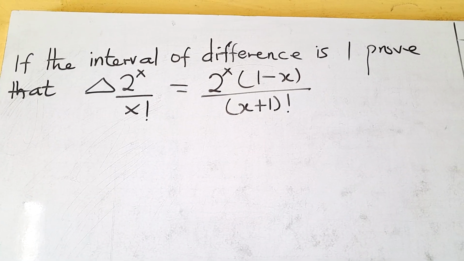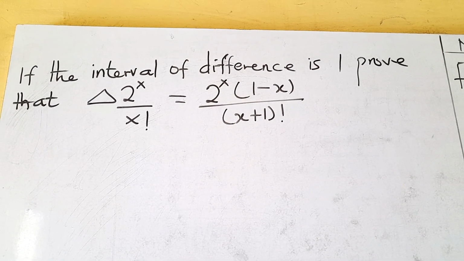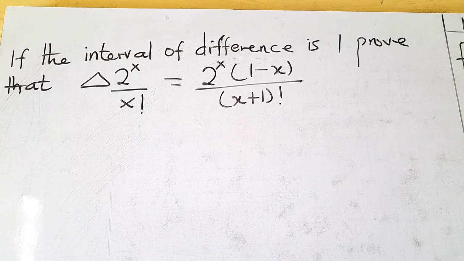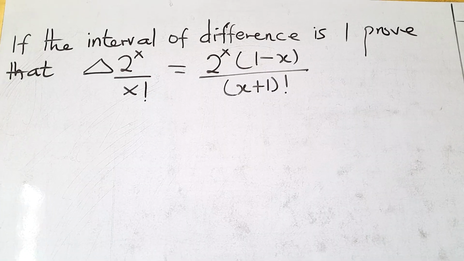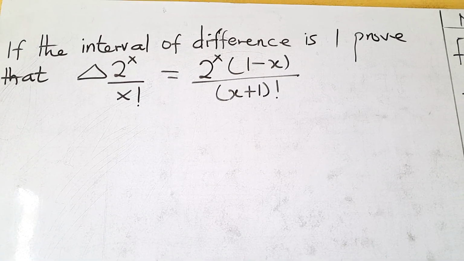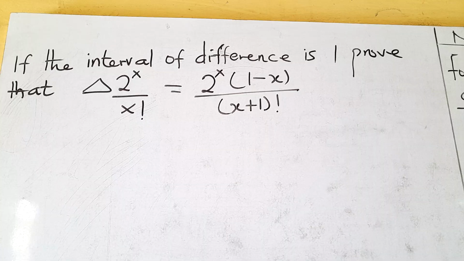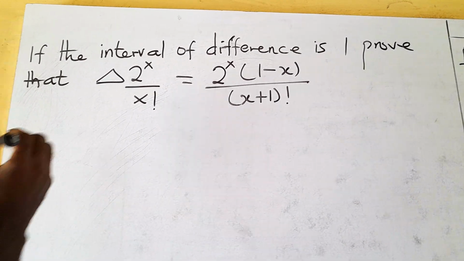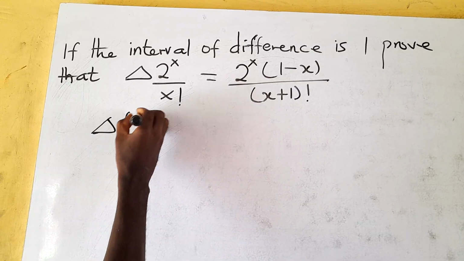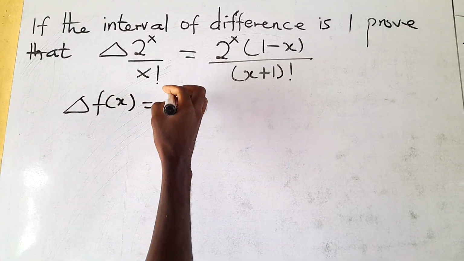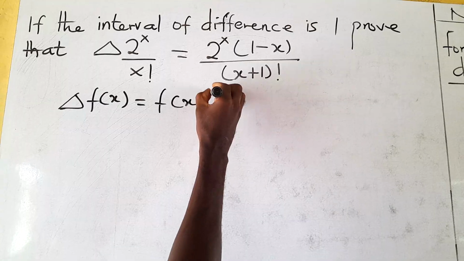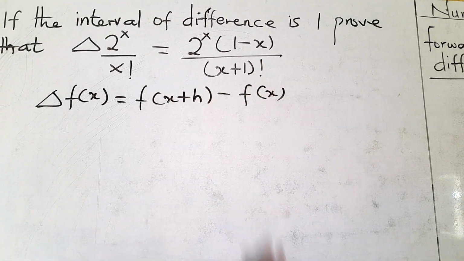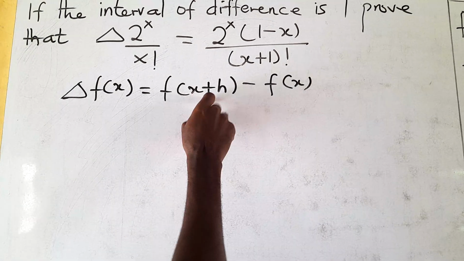There is another question also here that if the interval of difference is 1, we should prove that the delta of 2 exponent x over x factorial is actually equal to 2 exponent x bracket 1 minus x all over x plus 1 factorial. So how do we solve that? Remember we said that the delta of a function is actually equal to a function that is bigger than it, then minus the function itself, where h here is the interval of difference. So the interval of difference here is 1.